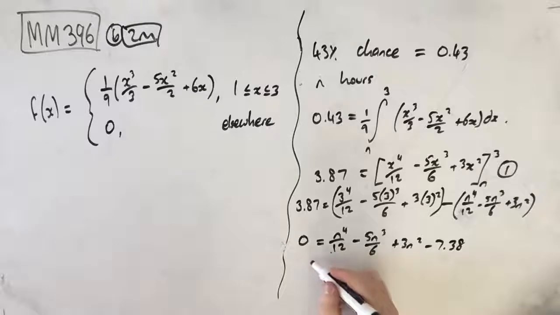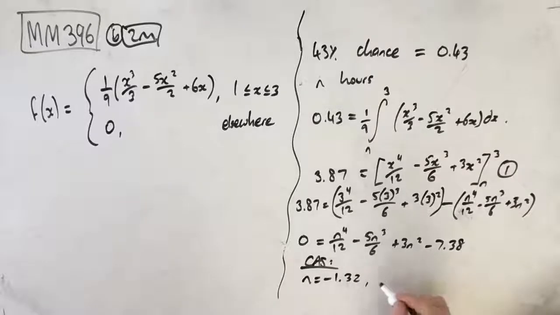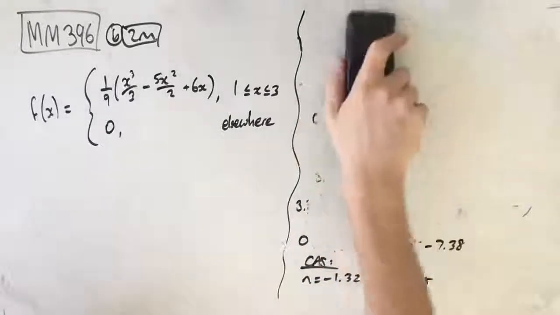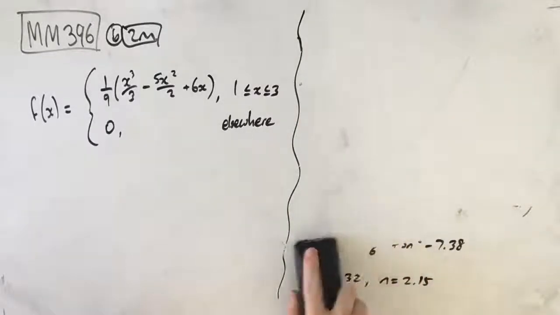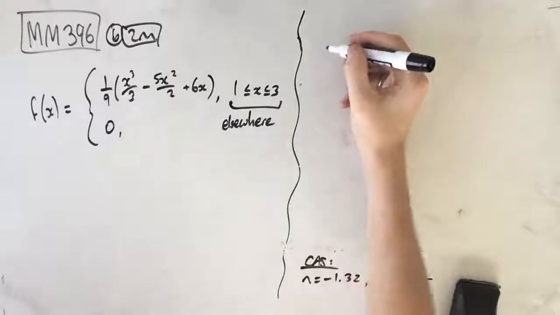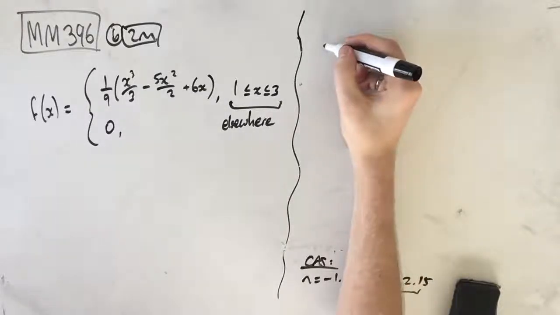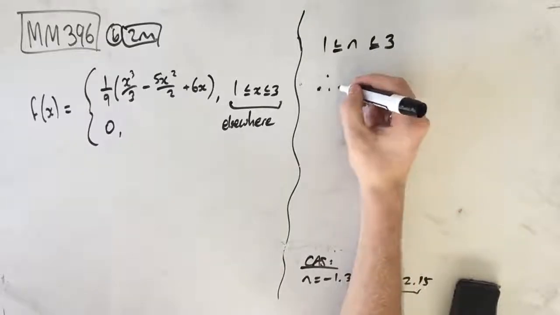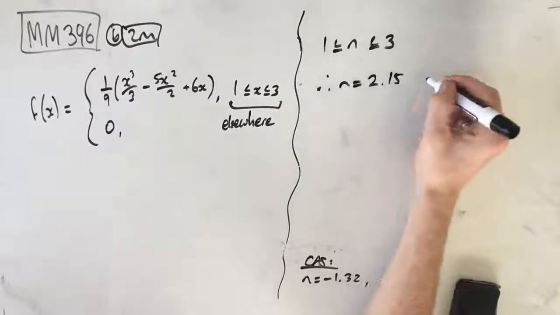Now, according to our CAS, we can plug this in and solve it, and we get n equals negative 1.32 or n equals 2.15. Now, because our value of n has to be within our domain, between 1 and 3, n equals 2.15 is our answer. So you would say n has to be between 1 and 3, so therefore n equals 2.15 hours.